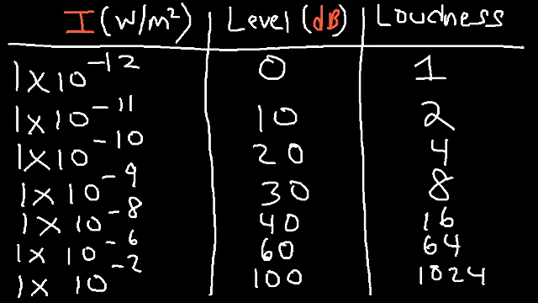Now, if we increase it by another 100, I know I'm running out of space, so I'm going to write it in red. 1 times 10 to the 0 is simply 1. So at an intensity of 1 watt per square meter, the decibel level is going to be 120. Since we increase the intensity by a factor of 100, the decibel level will increase by an addition of 20, and the loudness will increase by a factor of 4. So it's going to have a value of 4,096.